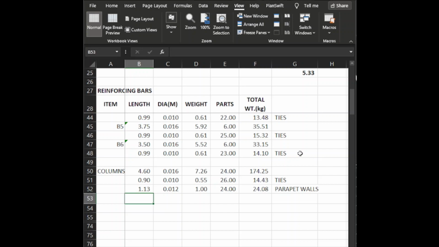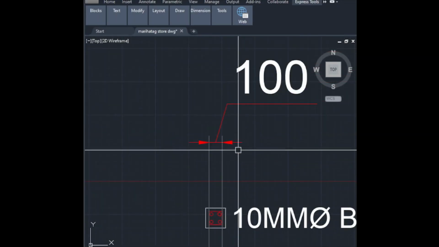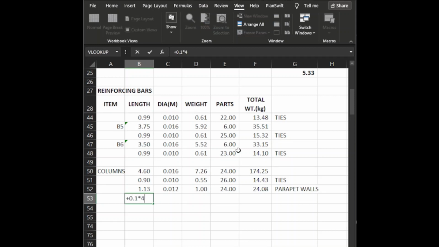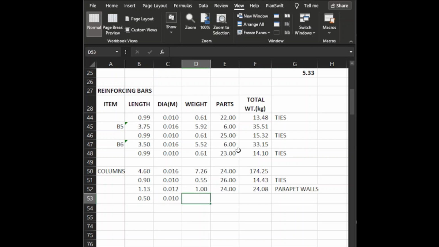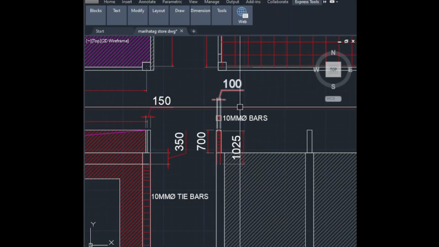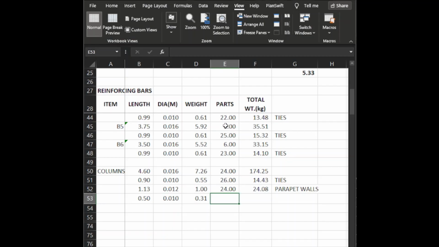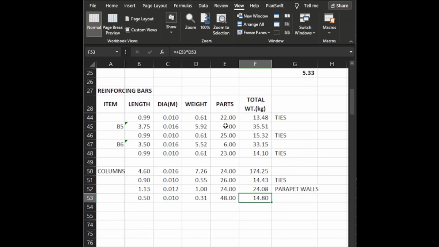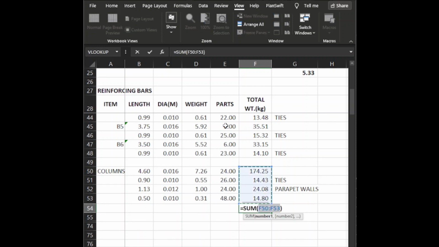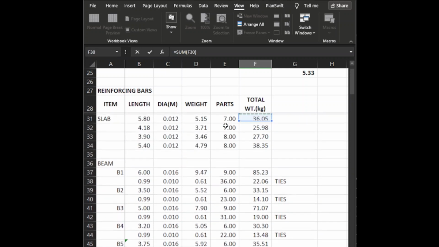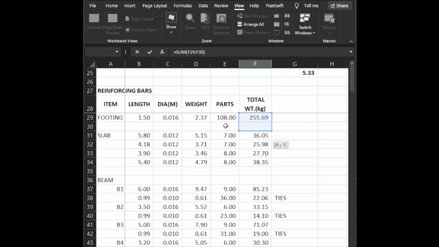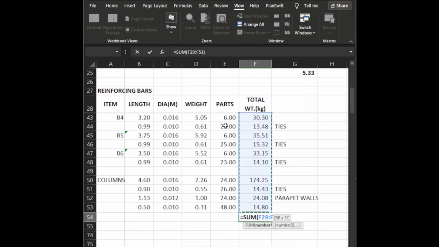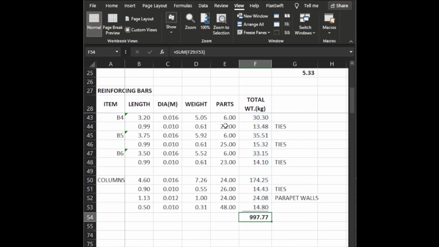And the ties is 0.1 plus 0.1 times 4 plus 0.1. Okay, and 0.01 ties weight. Then the number of ties, 2, 4, 6, 7, 8 equals 8 times 6. So the total weight of the steel starting from the footing is 997 kilograms.